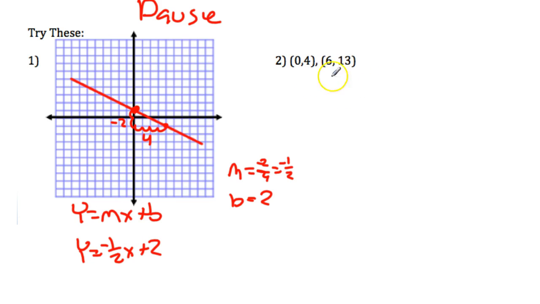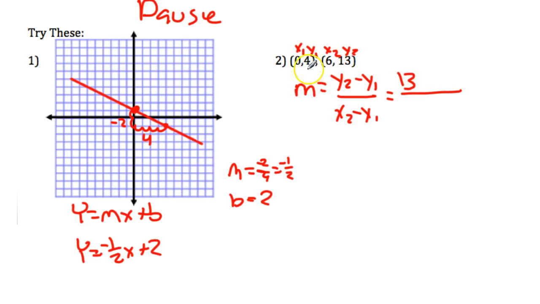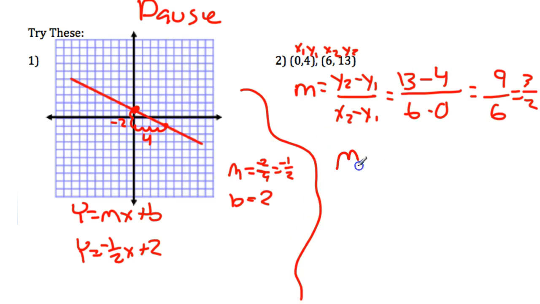Alright, this one over here, it doesn't give me the slope, so I need to find it. The formula is m equals y2 minus y1 over x2 minus x1. I'll say that's x1, y1, x2, y2. So my y2 is 13. My y1 is 4. My x2 is 6. My x1 is 0. So 13 minus 4, that's 9. 6 minus 0 is 6. And this will simplify to 3 over 2. So my slope is 3 over 2. m equals 3 over 2. And then my b, remember, when x is 0, this is going to be the y-intercept. So b equals 4.